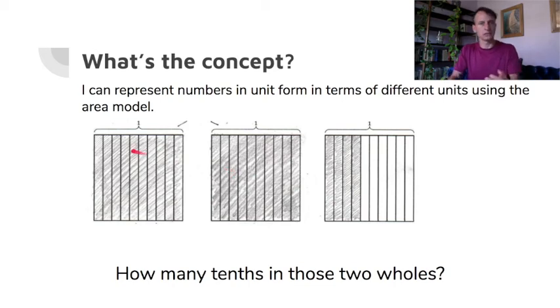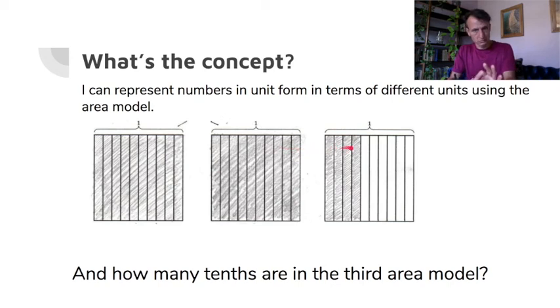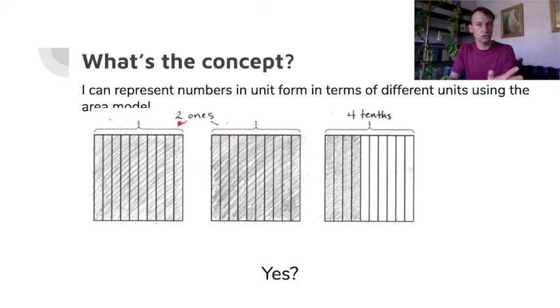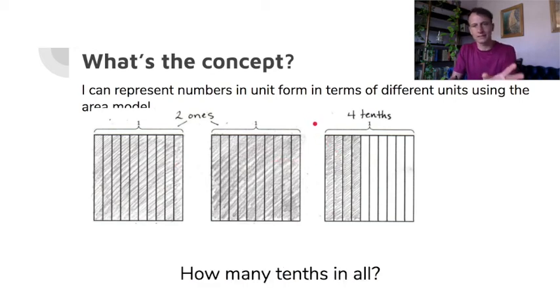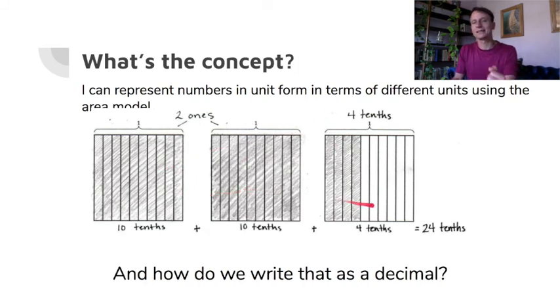Well, there's 10 and 10, so a total of 20, right? How many tenths are over here? You count 4. Good. So it's 2 ones, 4 tenths. How many tenths altogether? Think about that. So how many tenths altogether? 10, 20, and 4 is 24. So it's 24 tenths. Got that? Again, related to money. If this were $2.40, this would be 24 dimes, 24 tenths.